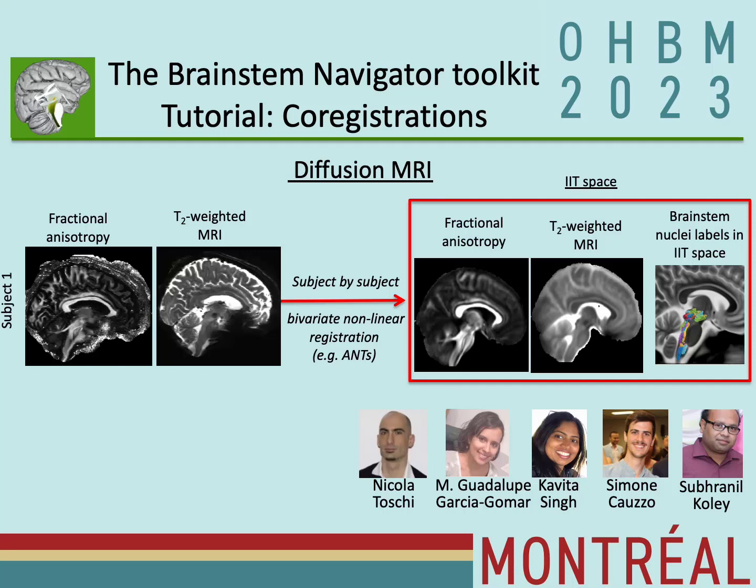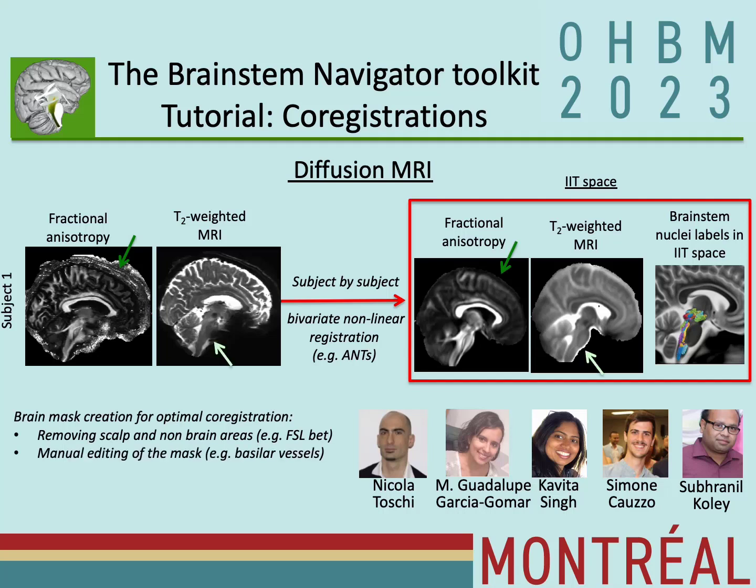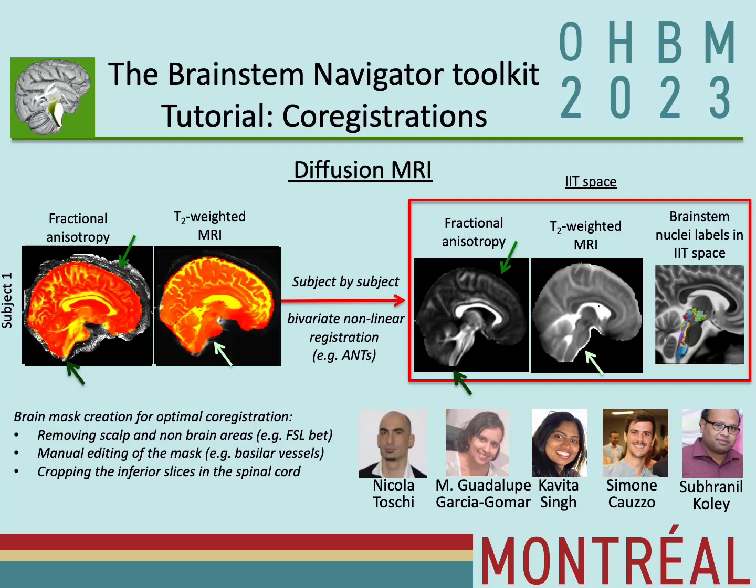A crucial step for precise brainstem coregistration is masking out of areas outside the brain, which might be present in native images and absent in stereotactic templates. This includes removing scalp and non-brain signals, manual editing of the brain mask, especially to remove areas anterior to the pons and the medulla, which include, for example, basilar vessels, and cropping the inferior slices covering the spinal cord. This is an example mask that we used for coregistration.